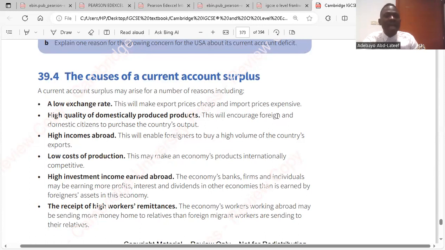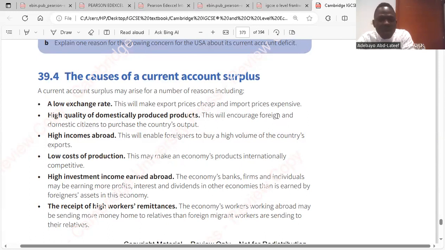High income abroad. When you receive more income abroad, primary or secondary, it will give you a surplus in your balance of payments current account. Low cost of production. If your cost of production is falling, it means you can charge a lower price. It gives you international competitiveness. You can sell more. High investment income earned abroad. Libyans have a lot of businesses abroad. Money comes in. That will give them a current account surplus.